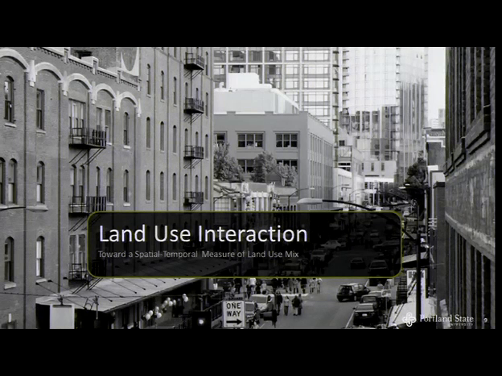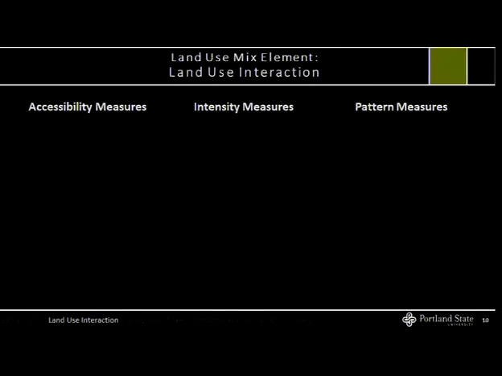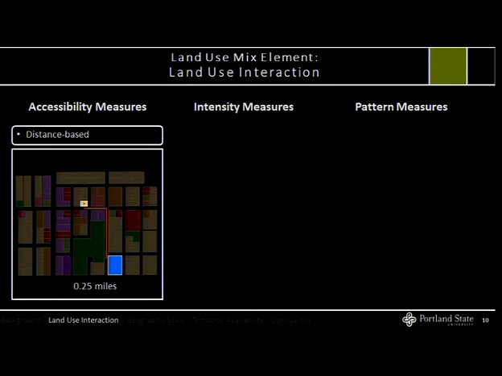So the first one, this notion of land use interaction. In the literature, I've broken into 3 categories the measures that have been used to represent the quantification of this complementarity of activities or land uses. The first of which are accessibility measures. This is just a distance-based measure. In this exemplar neighborhood, in the upper center half, you have a residential land use, and it's located a quarter mile network distance from the school located in the lower right corner.